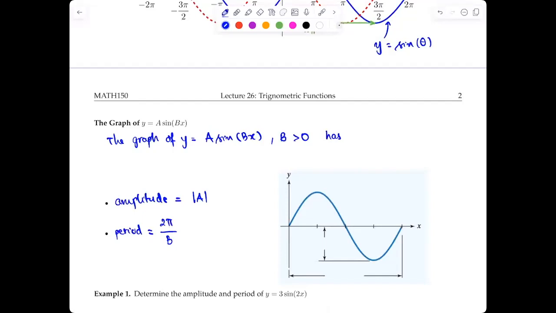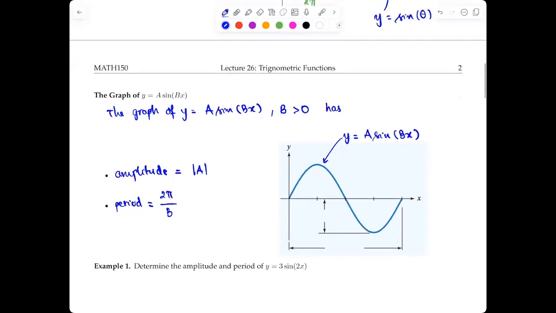Okay. Now, when you go to the graph, you see the curve here. So the curve is the sine function curve, y equal to A times sine of Bx. Now, the amplitude is measured from the horizontal axis, or the x-axis, to the lowest point or to the highest point of the function. Right. So in this case, this part is the amplitude.